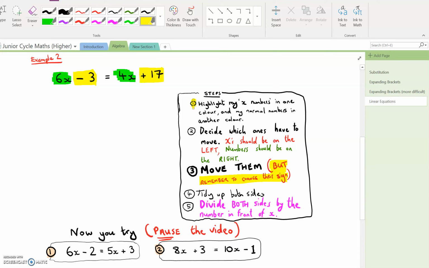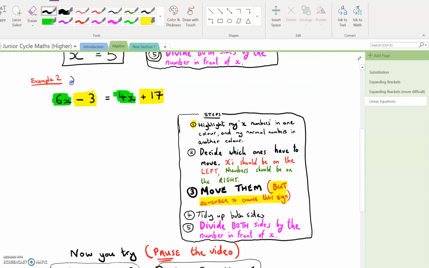Now, what's step 2? Decide which ones have to move. Remember, over on this side there should just be x's. And over on this side we have the normal numbers. Just the normal numbers over here, but no x's. So at the minute, that's okay. I'm happy with that being there. That's an x, and it's on the left, so it's okay. This is a number. This has to move. This is going to move over to the end over here, on the other side.